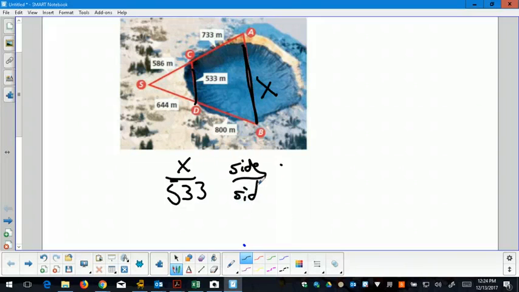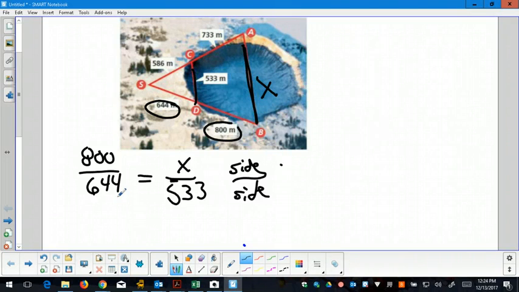Well, on the answer key, the answer is wrong because they did this. They said, oh, well, I did big over small. Why don't I do big over small? And they did 800, or maybe they did the reciprocals of these, I don't remember, over 644. Those aren't side lengths. 644 is a side, but 800 is a piece, not a side. So this proportion isn't going to work to solve it correctly because I have side over side versus piece over side.